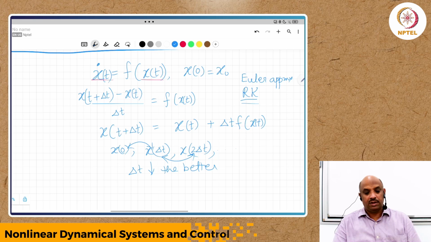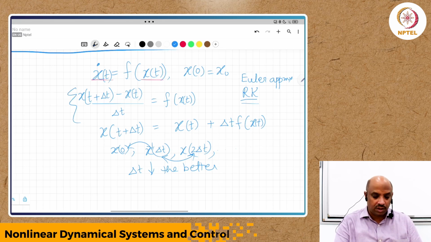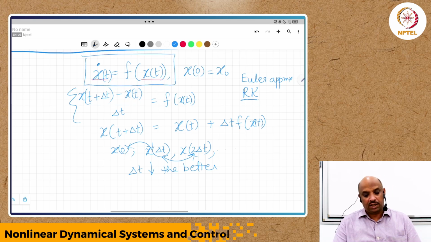If it doesn't have a solution, that perhaps is a wrong model because it may not represent ever the actual physical model. So those questions will come up. So blindly one cannot use a numerical technique without knowing anything about existence of solution of this original equation. And as I just pointed out, this is a very complicated question.